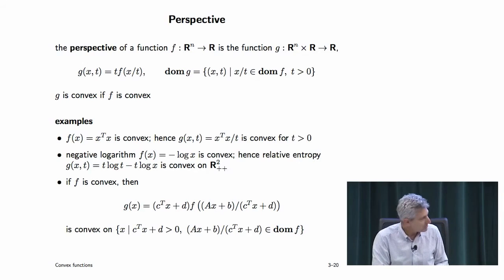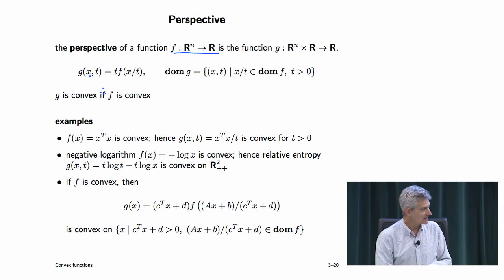So this is the perspective of a function. You have a function from Rn to R. The perspective is a function on the graph space. So it actually takes two arguments, one in Rn and one in R, in fact R plus plus, so a positive argument. And it's t f of x over t. So that is the perspective of a function. The domain is the set of points where t is positive and x over t is in the domain of f. And it turns out this is jointly convex in x and t.